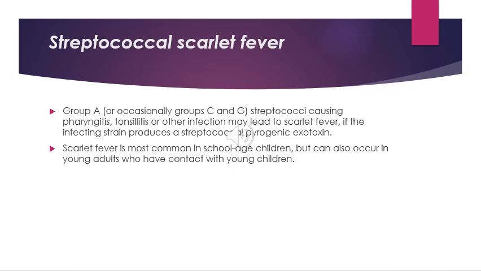The rash of scarlet fever is a diffuse erythema that blanches with pressure, with numerous small papular elevations giving a sandpaper quality to the skin. It usually starts in the groin and armpits and is accompanied by circumoral pallor and a strawberry tongue. Subsequently, the rash expands rapidly to cover the trunk, followed by the extremities, and ultimately desquamates. The palms and soles are usually spared.